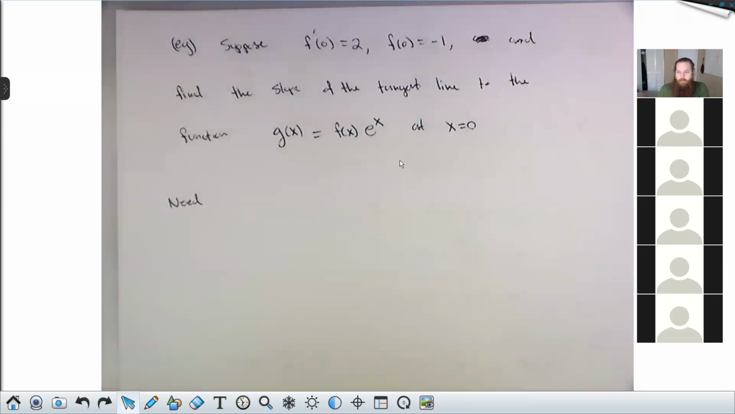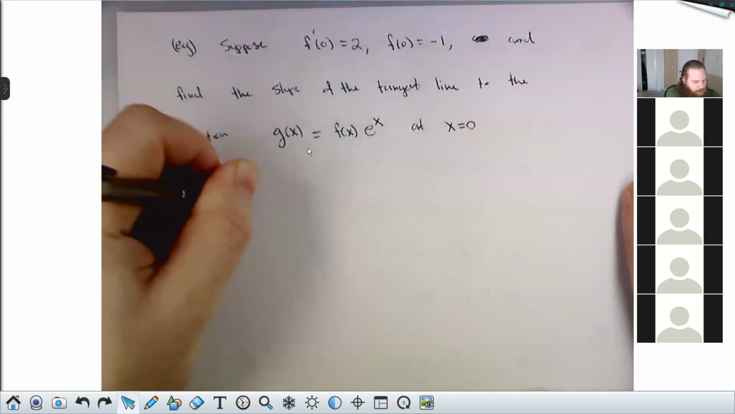Don't you need a point and like the y-intercept? If I wanted the equation of the tangent line, sure. But here I'm just asking for the slope of the tangent line. So where does the slope of the tangent line to the function g of x come from? f of 0 equals -1. The derivative? Yeah, the derivative, right? If I want the slope of the tangent to the function g of x, I need the derivative of g of x, right?